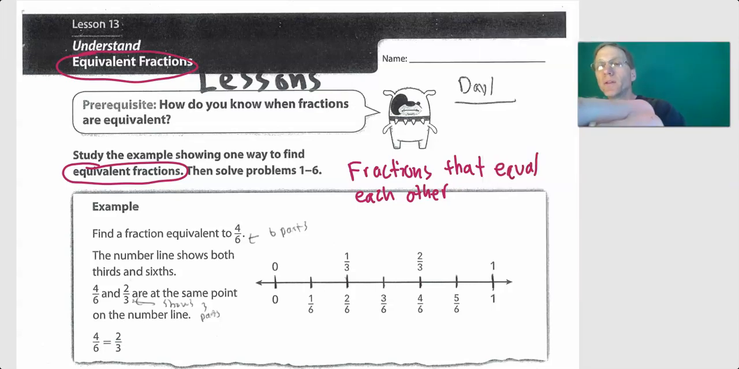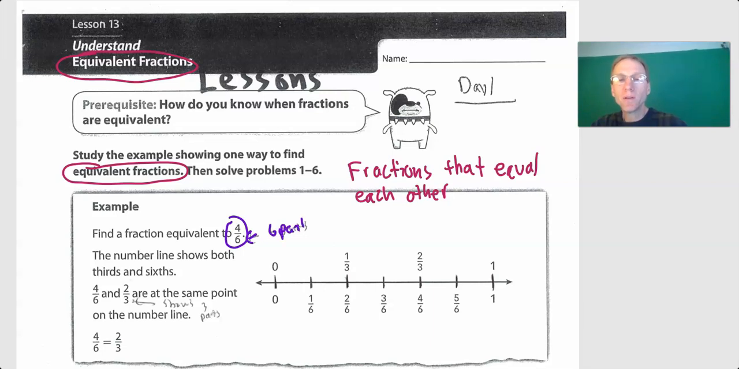So we'll stay with blue, purple kind of. So this one says find a fraction equivalent to 4/6. And I have a little arrow here that says this means there's 6 parts. 6 parts to make a whole. So keep that in mind. Okay, so we're going to find a fraction that's equivalent. And on the number line, here is where 6/4 is right here.